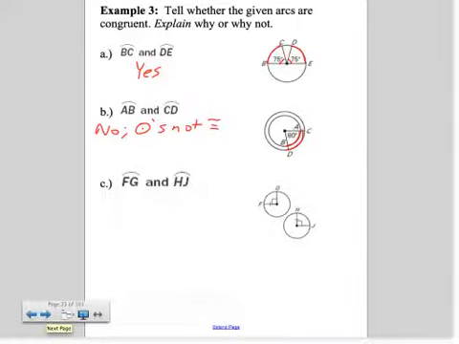FG and HJ here in this last part. Well, let's see. They have the same central angle, right? 90 and 90. And the circles are congruent because I see that they've put a tick mark here and a tick mark there to indicate that the radiuses are the same. Therefore, FG and HJ would be congruent.